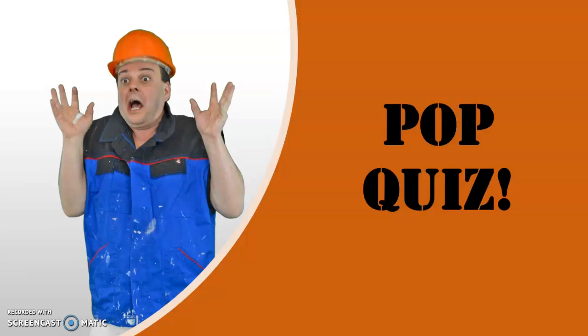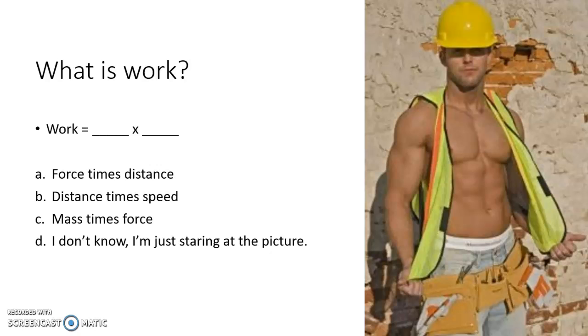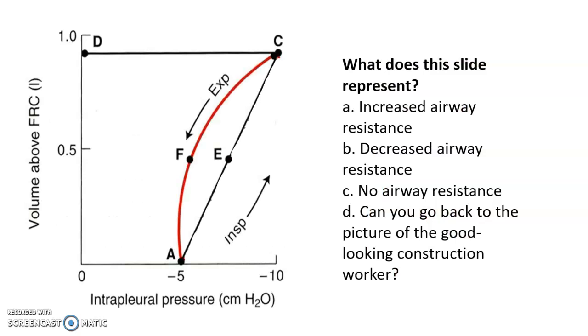Oh, now it's time for a pop quiz. Don't worry, this quiz is easy. 3 questions and I'll be all done. Okay? What is work? I bet this guy doesn't know what work is. Anyway, work equals blank times blank. Is it force times distance? Is it distance times speed? Is it mass times force? Or are you just looking at the picture? Well, the correct answer is A, although if you were just looking at the picture, then at least I can say you were honest. Next question, what does this slide represent?